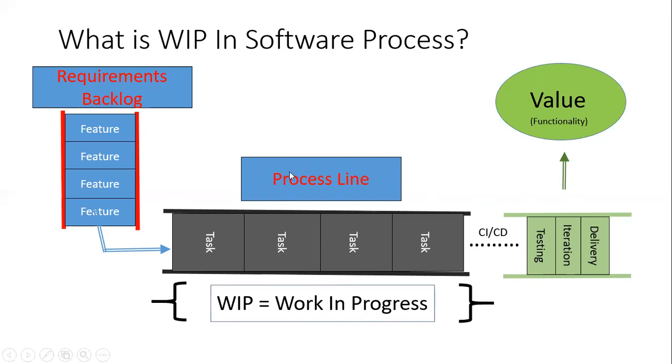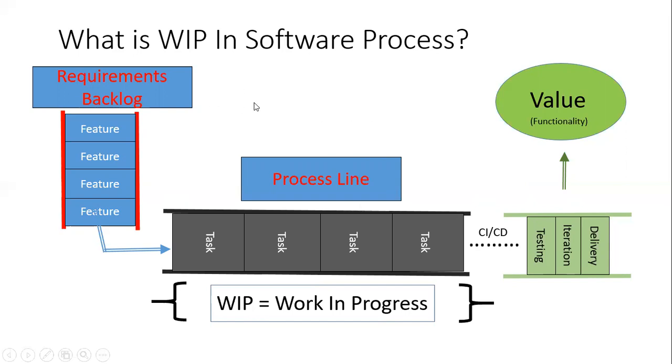Now, once we have got our raw materials into our production line, they become work in progress. So we can define work in progress as any requirements that have been taken to our production line or process line and have not yet been finished or delivered to the customer. Any requirements or features that we have taken to our production line, and are still there and not yet delivered as value to the customer. That is WIP in the software industry.